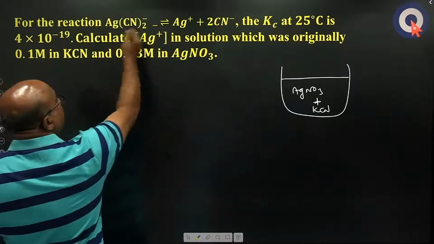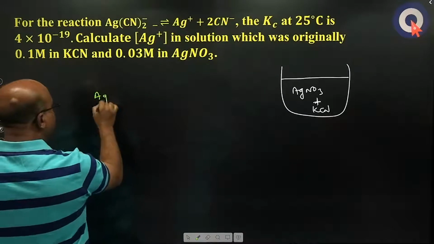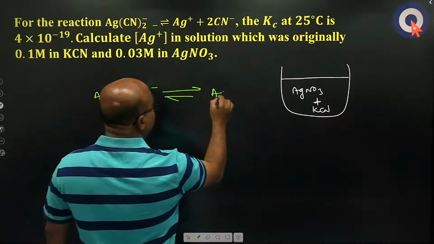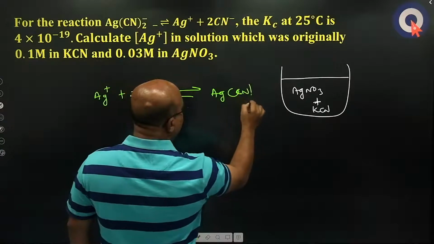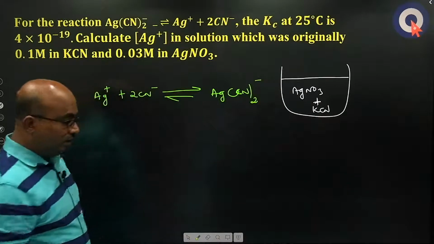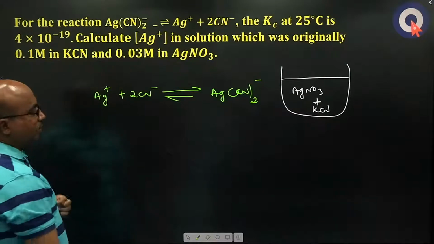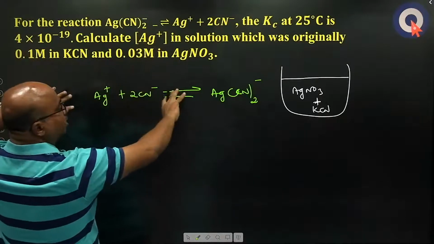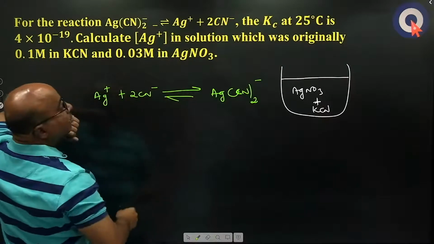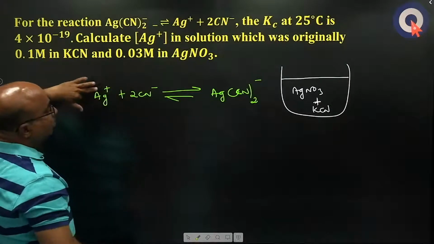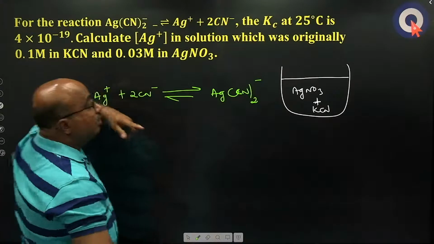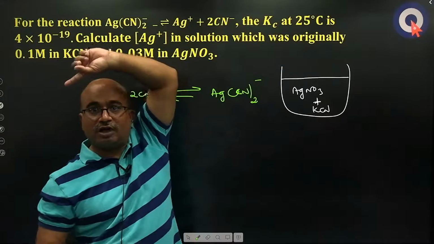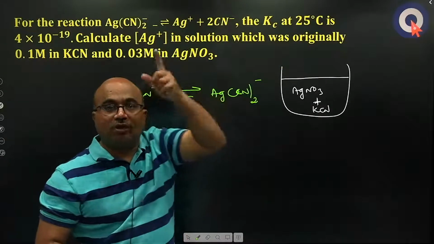So let us take the equation in the reverse order. I say Ag plus 2CN minus is in equilibrium with Ag(CN)2 minus. But whenever there is a complex formation like this one, the K equilibrium for this is very high, as I said just now. So how will it be high? Because when we write any equilibrium in the reverse order, your equilibrium constant will be the reciprocal of the one given in this direction.